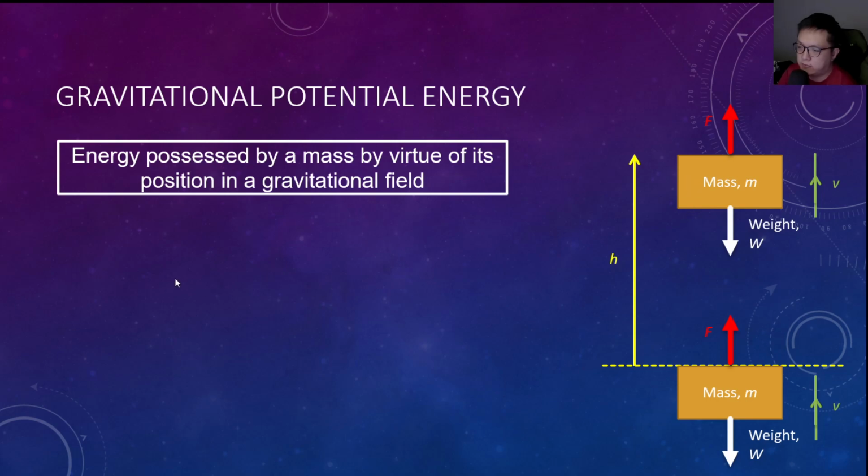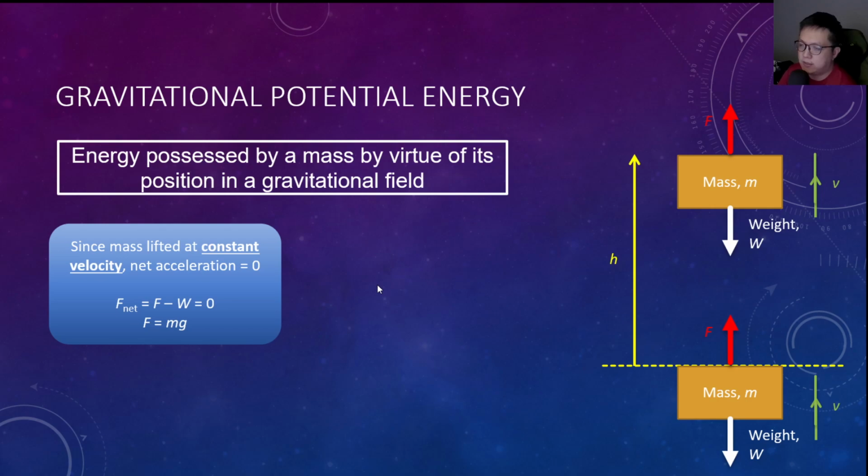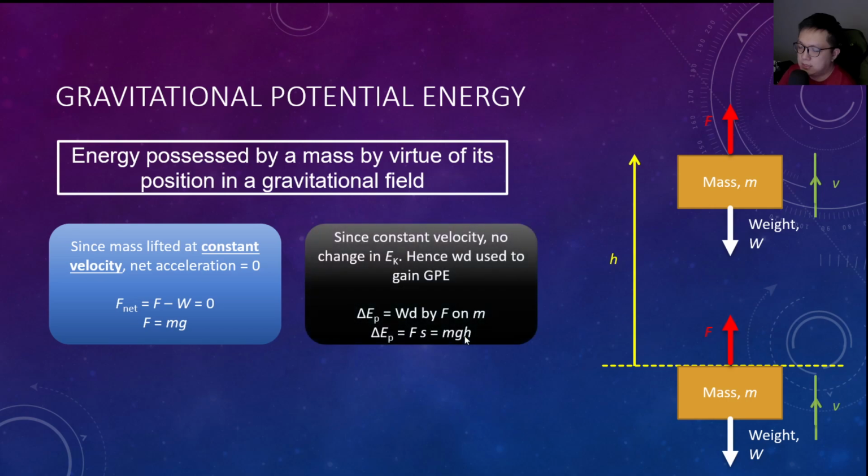Let's look at the steps involved. First thing first, since the mass was lifted at constant velocity, there's no change in velocity, acceleration is equal to 0. If acceleration is 0, that means the net force is also 0. That means F here is the same as W. So F is equal to mg. Next thing, since the velocity is constant, there's no change in kinetic energy as well. So whatever work done on the mass is used to gain GPE. It is not used to gain KE because there's no change in your KE value.